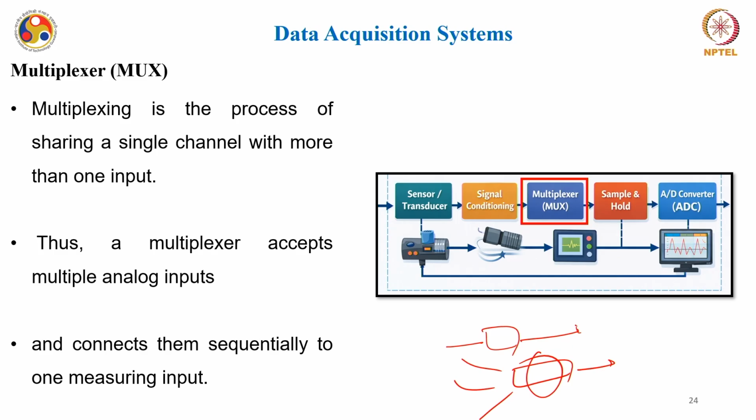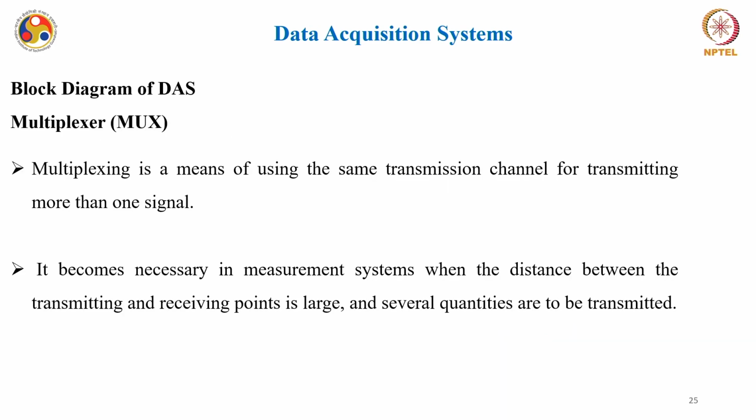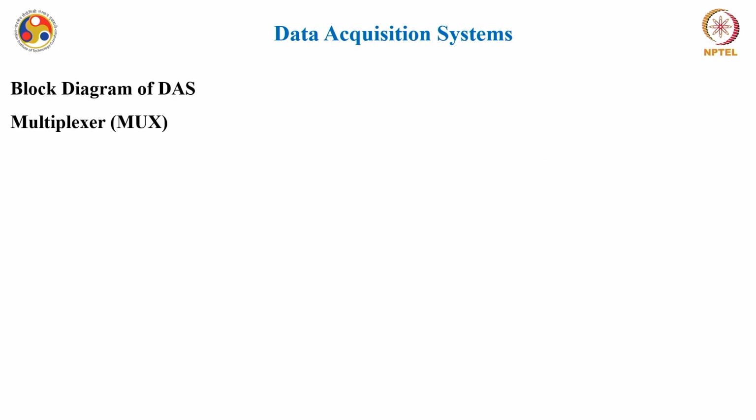So, a multiplexer basically accepts multiple analog inputs and connects them sequentially to one measuring output. Multiplexing is a means of using the same transmission channel for transmitting more than one signal. It becomes necessary in measurement systems when the distance between the transmitting and receiving point is large and several quantities are to be transmitted simultaneously.